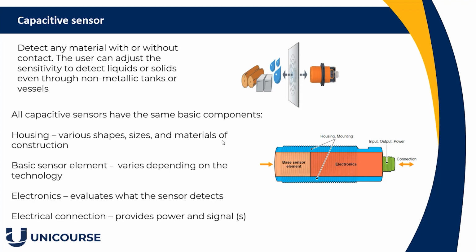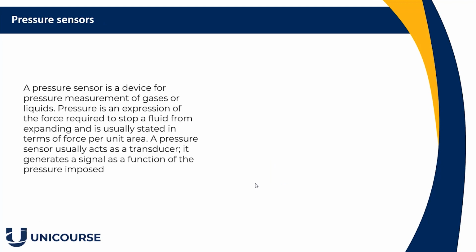So the components are the housing, in various shapes and sizes, the basic elements of it depending on the technology, the electronics to evaluate the sensors, and the connection to provide the power and signals. This is the basic part of it. Like an inductive sensor, you need a signal of some description to go back to the management system.